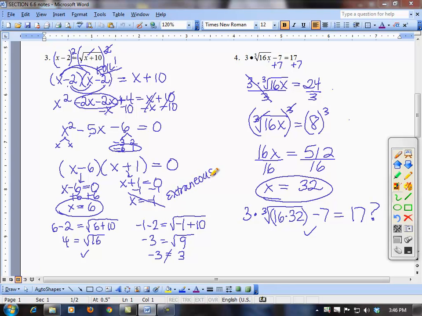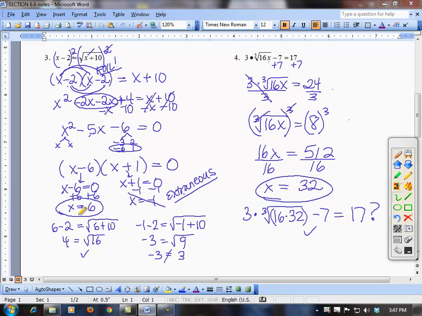So mathematically, we believe it should be there. However, when we plug it back in, the restrictions of a square root, the fact that I can't take the square root of negatives, or the fact that I don't get a negative out, are what cause this to be extraneous. Now, normally you don't have to label the extraneous solutions for me. On a quiz or a test, all you'd have to do is write that x equals 6 as a solution.